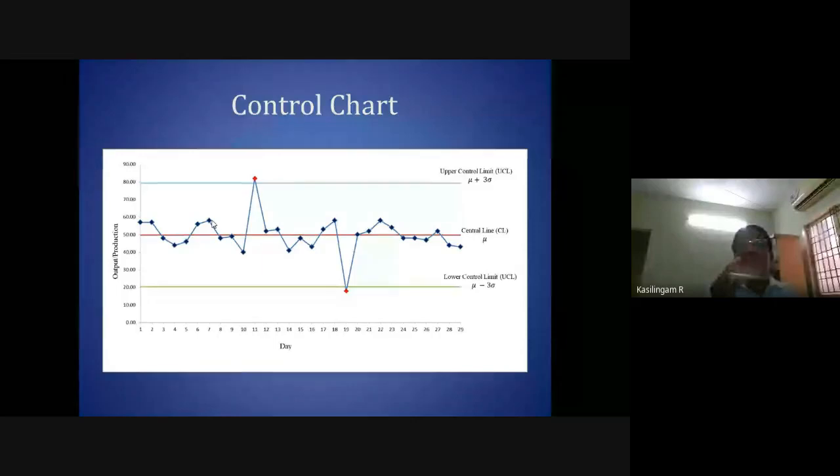So whenever you take 3 standard deviations, most observations will be inside, and about 1 observation will be outside. That is the abnormal situation, which we have to reject. Okay.